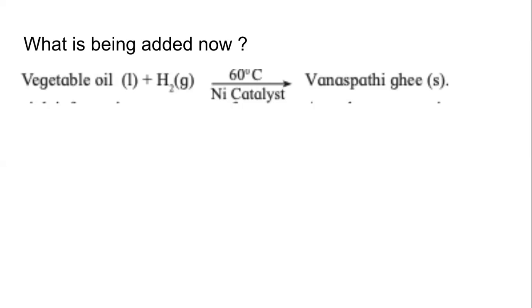In general, here we are adding hydrogen. In the previous reactions, we were adding oxygen. In this reaction, we are adding hydrogen. So when such reactions where hydrogen is added, they are called reduction reactions. When oxygen is added, the reaction is called an oxidation reaction. When hydrogen is added, the reaction is called a reduction reaction.